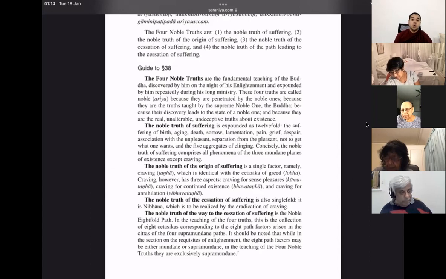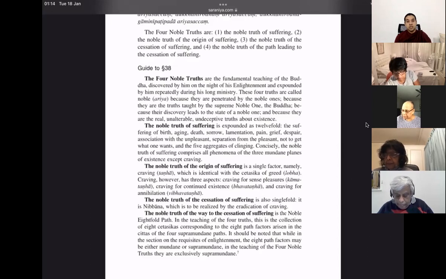The noble truth of the cessation of suffering is also single-fold. It is nibbana. The cessation of suffering comes through the experience or the attainment of nibbana. And the noble truth of the way to the cessation of suffering are the 8 path factors, which are rather the 8 cetasikas which correspond to the 8 path factors.